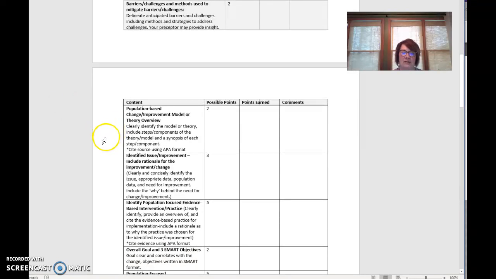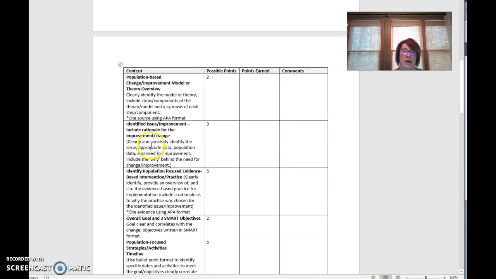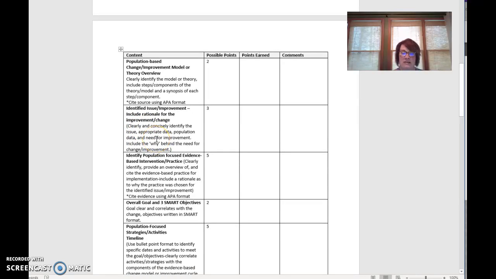When we're looking at the improvement model, you want to include very specifically what the model entails, including the steps or the process, and you want to cite where you obtain the information about that particular theory or model. As you take a look at the issue for improvement, you want to clearly delineate the issue. You want to include appropriate data, the population, the why behind. Again, this is critical information as you're moving forward.